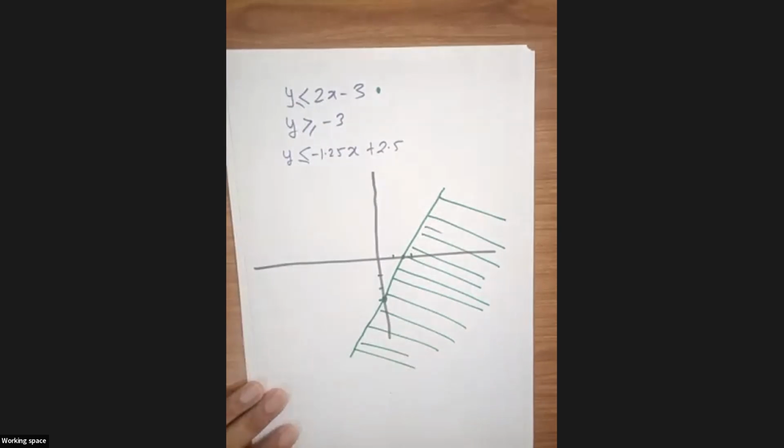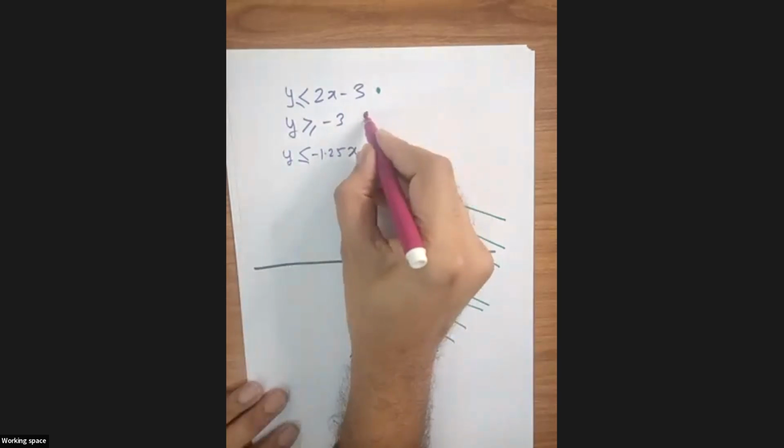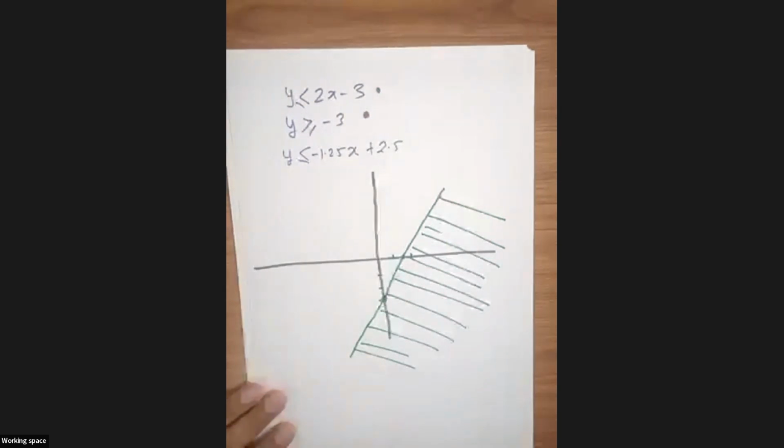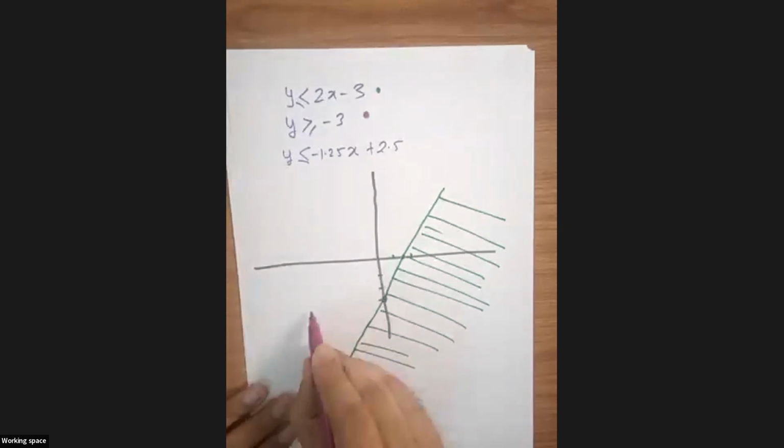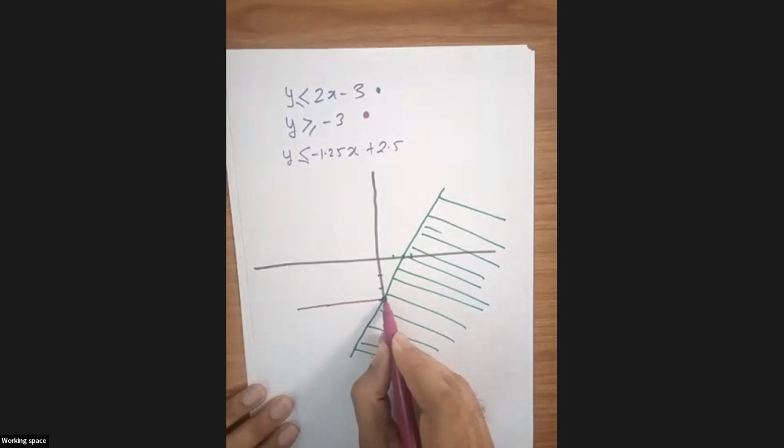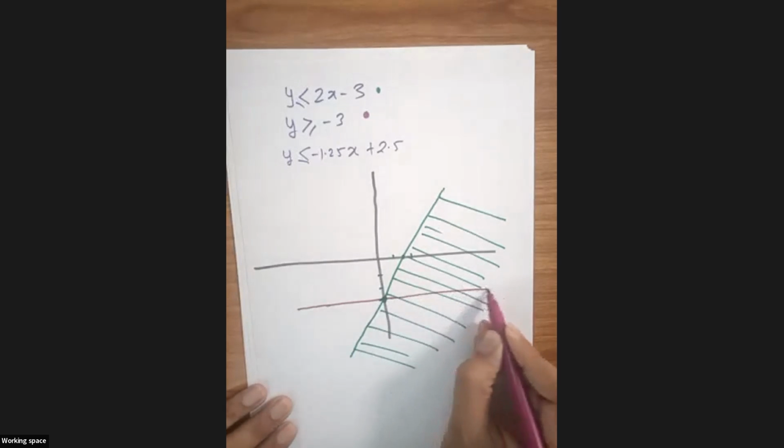चलो सेकेंड लाइन बनाते हैं. ये दुनिया की सबसे इजी लाइन है बनाने के लिए. इसको मैं ये पर्पल कलर से बनाता हूँ, parallel to x-axis, y greater than equal to -3. बताओ ये लाइन कैसा दिखेगा? Parallel to x-axis, y equal to -3.